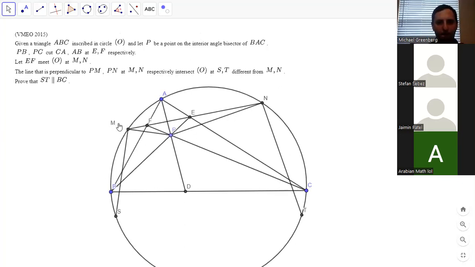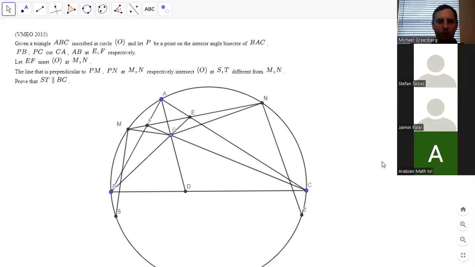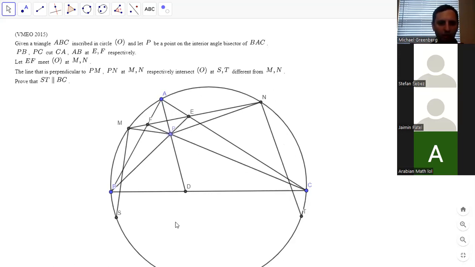Interesting. So yeah, this right angle makes me think we're going to use cyclic quads somehow. Now, this is a very nice problem. Intersect MS and NT. All right. MS and NT. MS and NT. Okay. So it goes a bit away from the picture in this case.